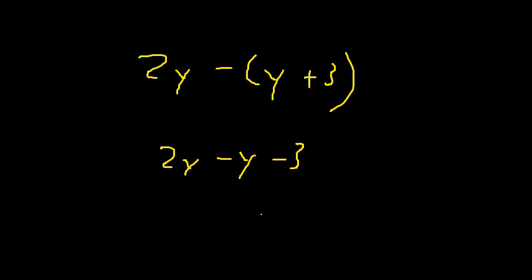Now we simplify by combining our like terms. Here's a like term, and here's a like term. They both have y's to the first power. 2y minus y, remember that's minus a 1y. So 2 minus 1 is 1. So we have 1y, or just y. And then our negative 3 has no terms like it, so we just bring it down, minus 3. So we have simplified this algebraic expression to y minus 3. This cannot be simplified any further because y and 3 are not like terms, so they cannot be combined.